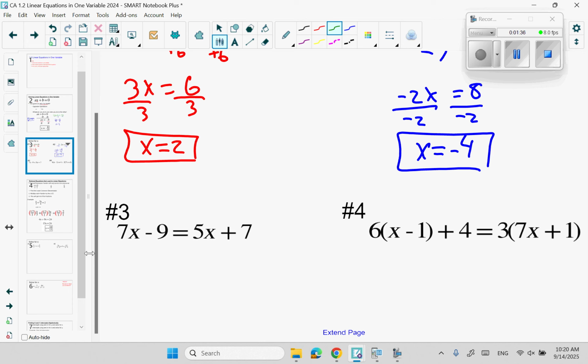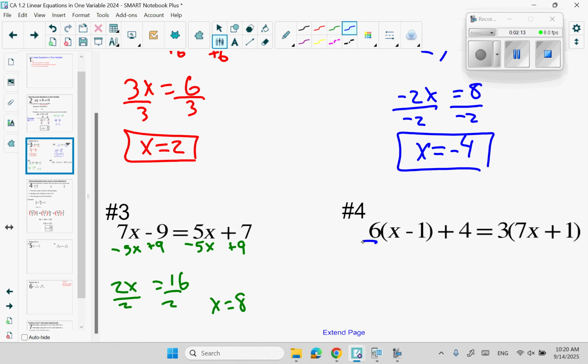Here we want to get our x's together, and because they're opposite the equal sign, we can't combine them. So to undo plus 5x, we're going to subtract 5x from both sides. And at that same step, I want to get everything away from my variables. So I'm going to add 9 at the same time there. So 7x minus 5x would be 2x. Negative 9 plus 9 cancels. 5x minus 5x cancels. 7 plus 9 gives us 16. Divide by 2. x equals 8.